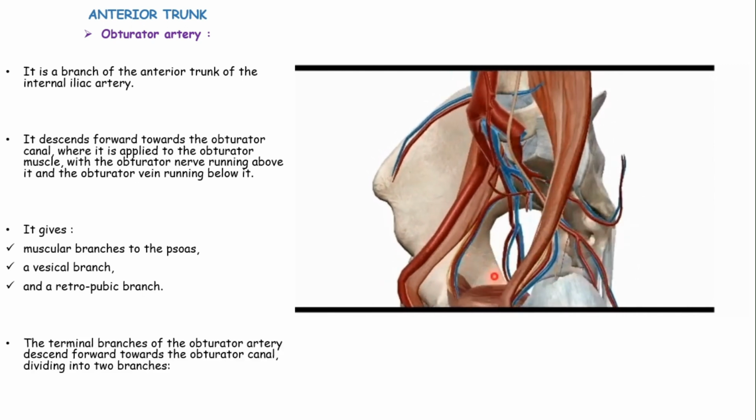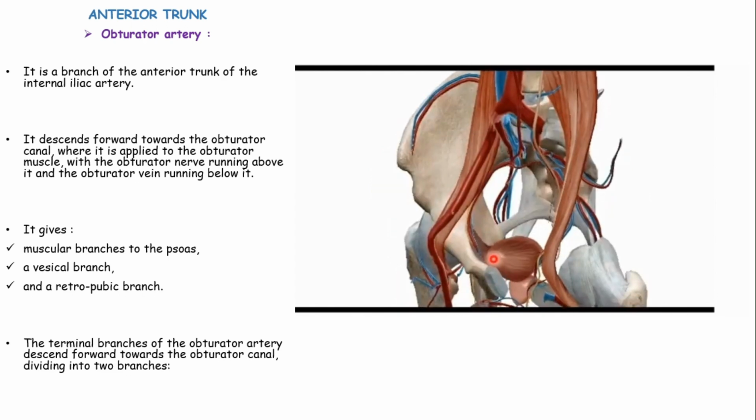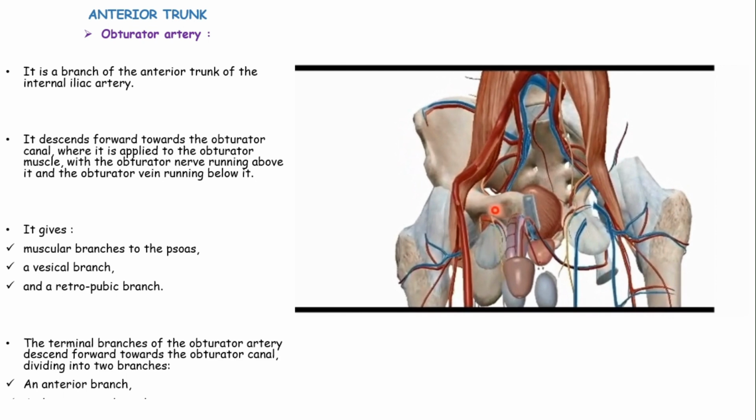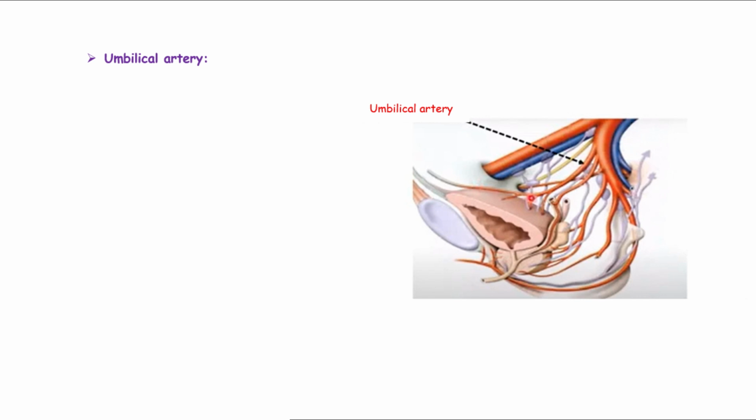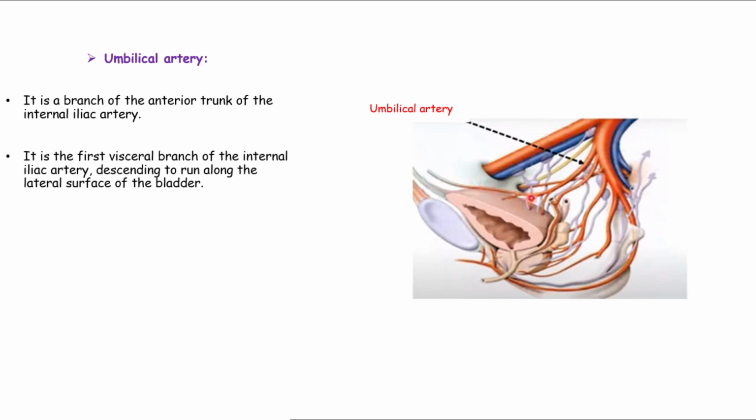The terminal branches of the obturator artery descend forward towards the obturator canal, dividing into two branches: an anterior branch and a posterior branch. The umbilical artery is a branch of the anterior trunk of the internal iliac artery. It is the first visceral branch of the internal iliac artery, descending to run along the lateral surface of the bladder. It gives off 2 to 5 vesical arteries.